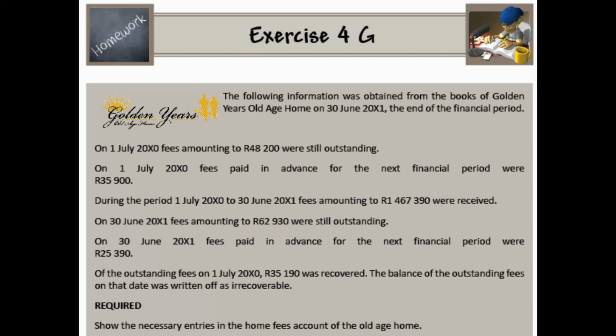Okay, so now let's carry on with exercise 4G. Golden Years Old Age Home. The following information was obtained from the books of Golden Years Old Age Home on the 30th of June X1. Okay. On the 1st of July, X0 fees amounting to 48,200 was still outstanding. That was the first day of this financial year. All right. And then 35,900 were paid in advance actually for this financial period. Okay, let's start with those two entries.